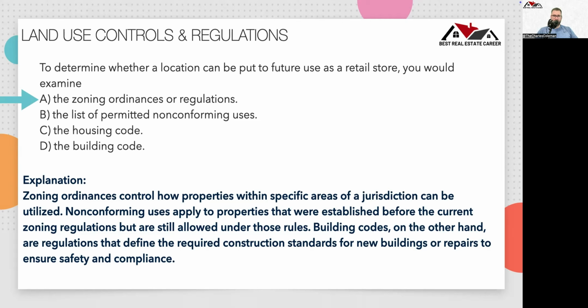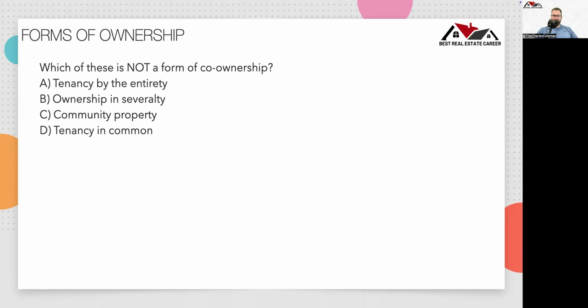Non-conforming uses apply to properties that were established before the current zoning regulations, but are still allowed under those rules. Building codes, on the other hand, are regulations that define the required construction standards for new buildings or repairs to ensure safety and compliance. Which of these is not a form of co-ownership?